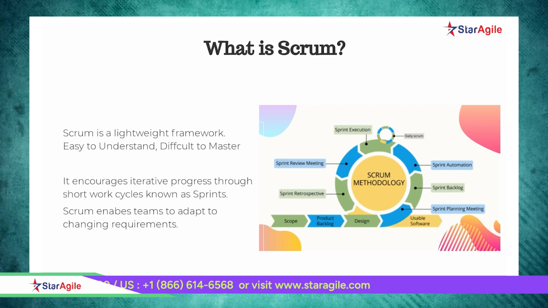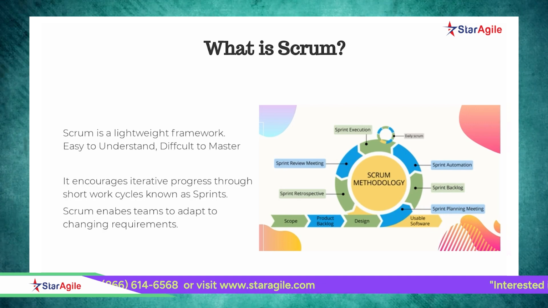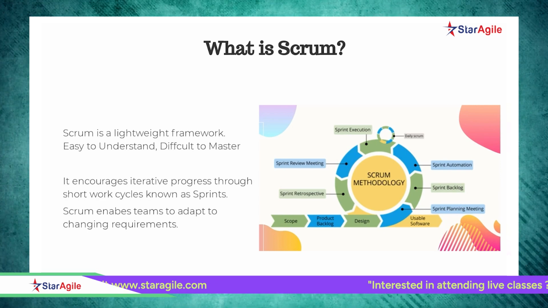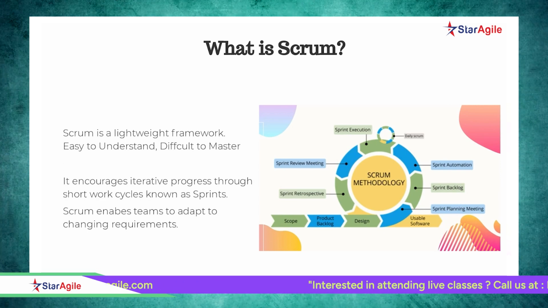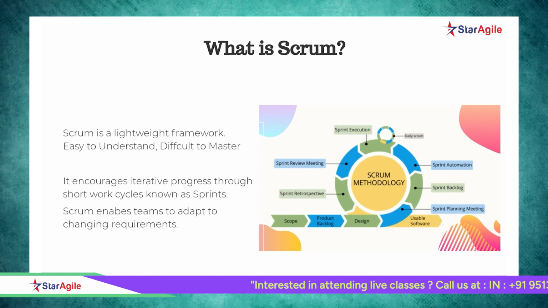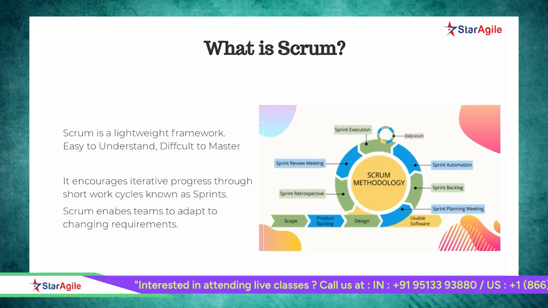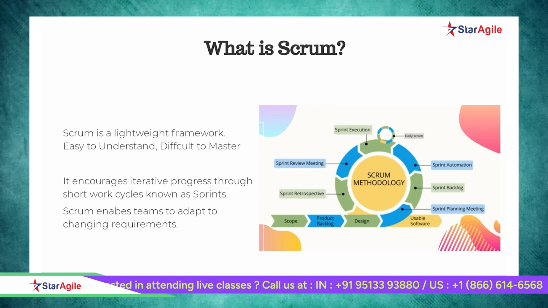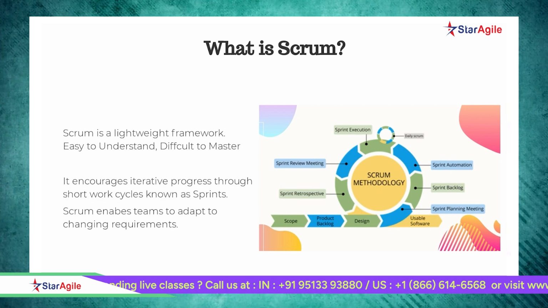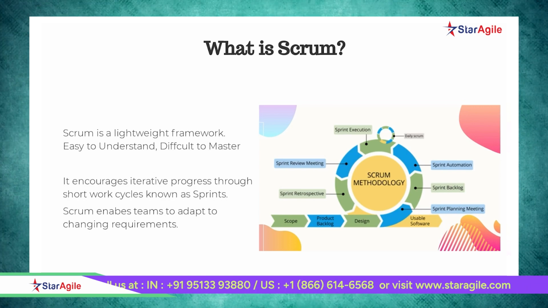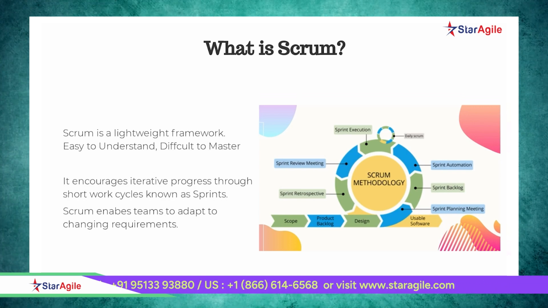What is Scrum? How do we define it? Scrum is a lightweight framework designed to facilitate teamwork on complex projects. It enables iterative progress through sprints, which are short work cycles, allowing teams to adapt quickly to changing requirements. While it is very easy to understand, mastering Scrum is quite difficult.